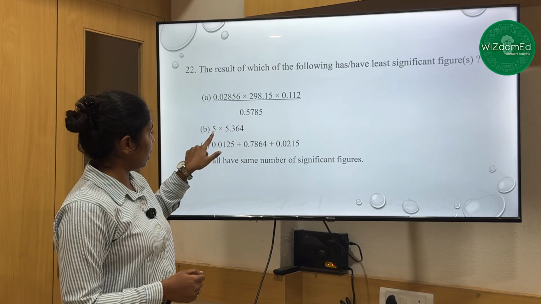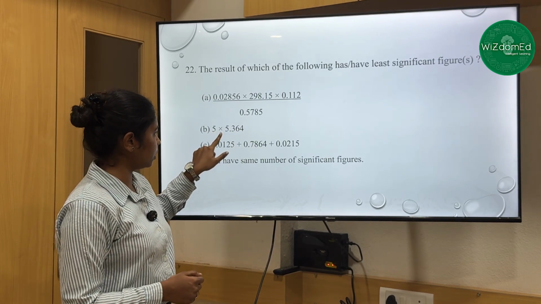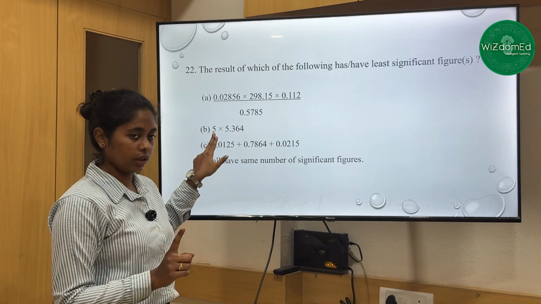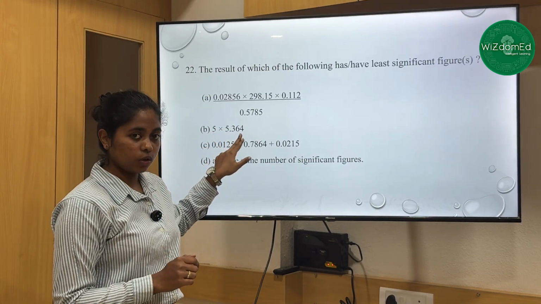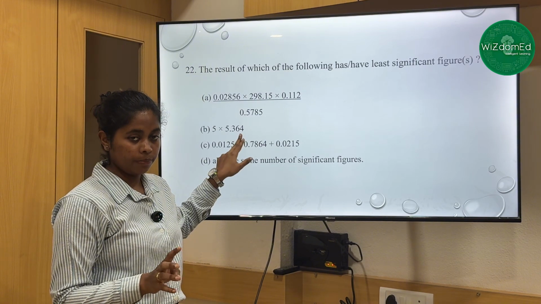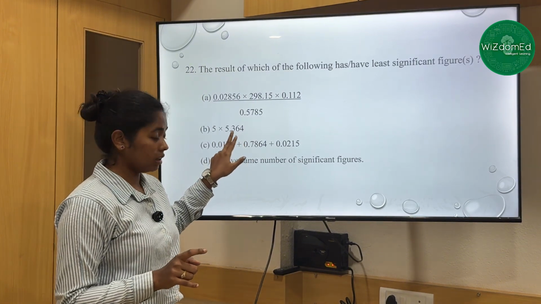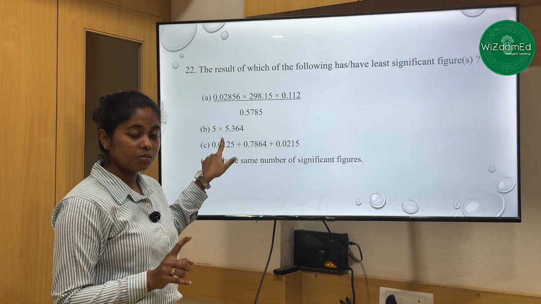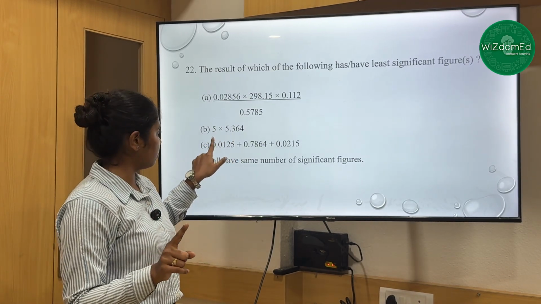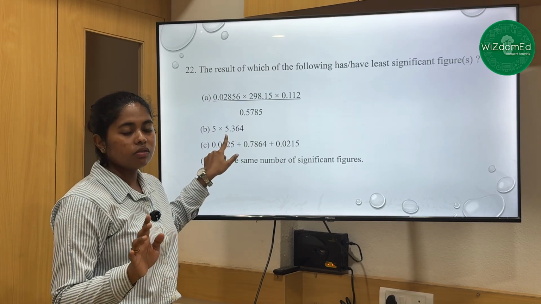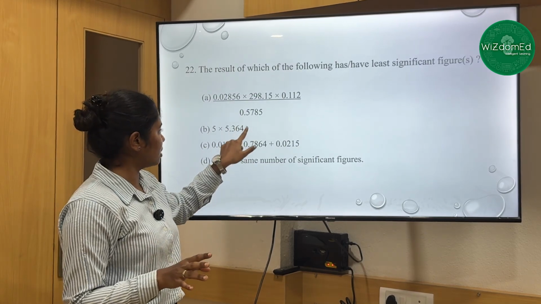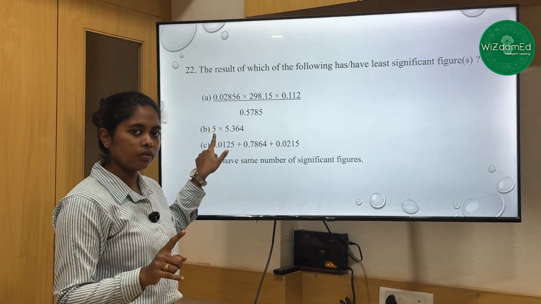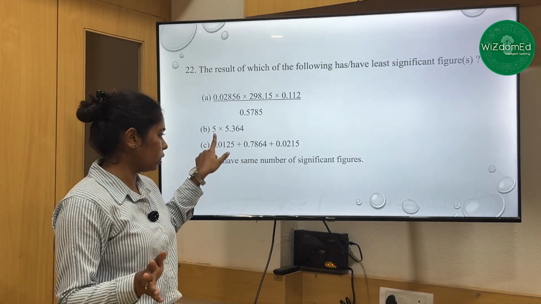In option B we have 2 factors, which is 5 into 5.364. 5 has 1 significant figure and 5.364 has 4 significant figures. But even after multiplication, it's impossible for us to write the result in a single significant figure. Why? Because 5 into 5 is 25, we cannot make it as 2. So this is not going to apply, whereas when multiplying it, we are going to convert this 5 into 5.000.